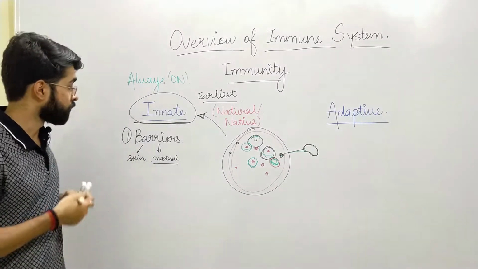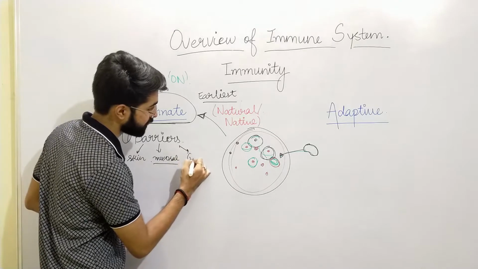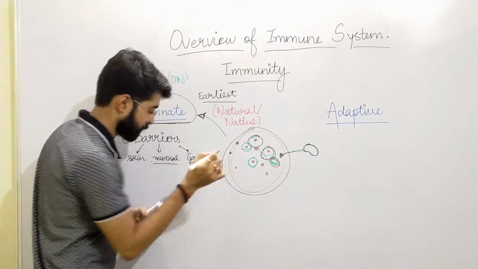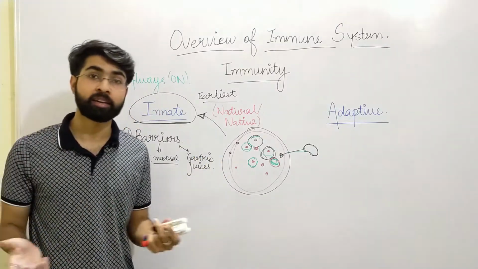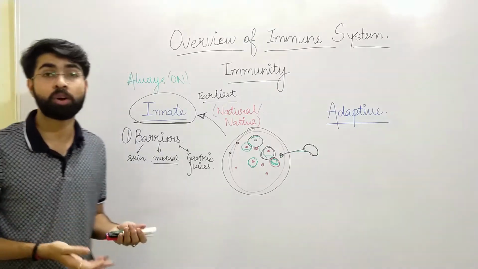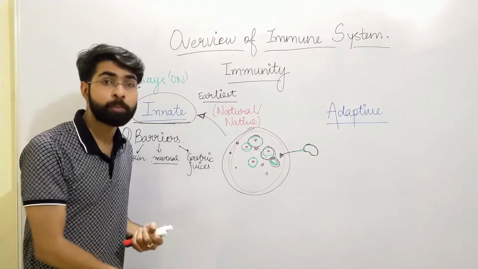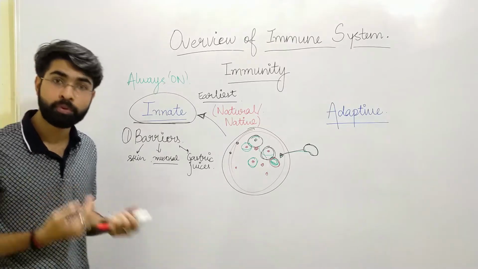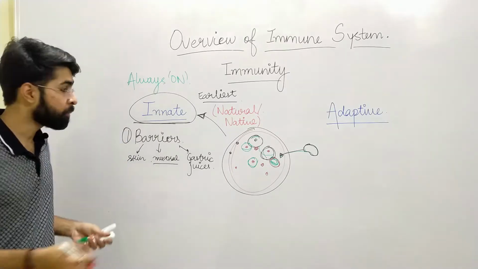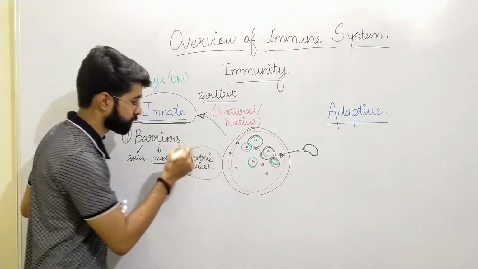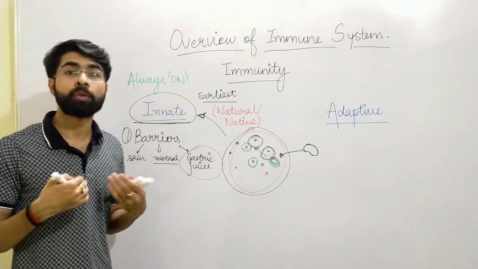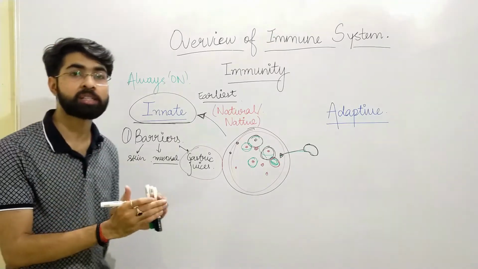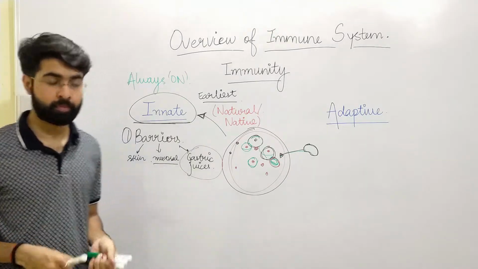And other barriers can also be gastric juices in our stomach, because pathogens can enter from the food also. Suppose someone eats rotten food or any food that is infected with a dangerous pathogen, it can go directly inside our body by mouth, by means of food. To prevent this, our stomach consists of various gastric juices. These gastric juices will kill these bacteria and pathogens and prevent us from getting infected or harmed by them.